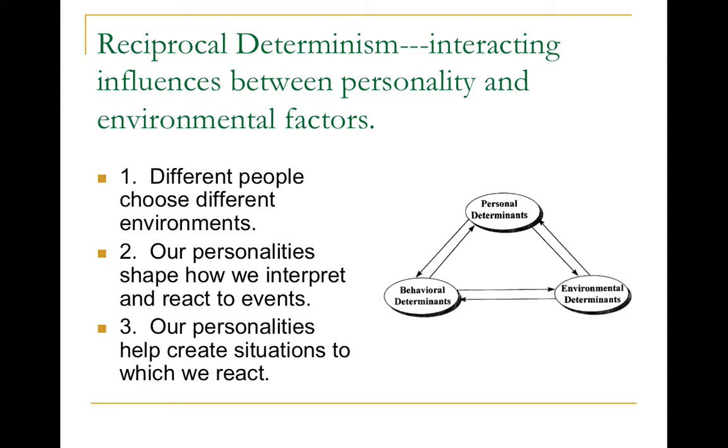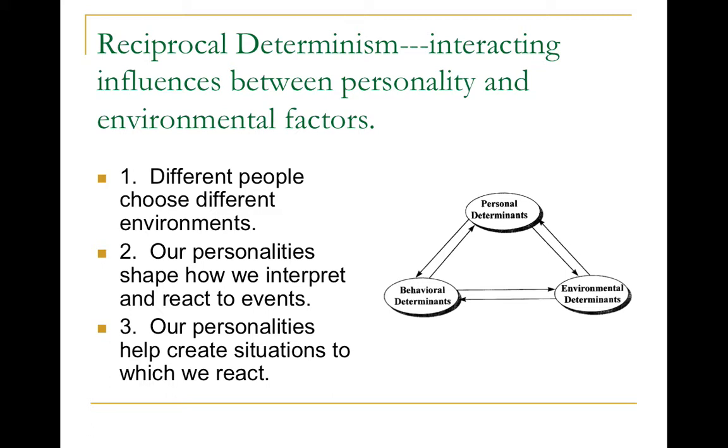So anxious people, for example, are attuned to potentially threatening events. They perceive the world as threatening, and they might even react accordingly. Our personalities help create situations to which we react. If we expect someone to be angry with us, we may give that person a cold shoulder and might touch off the very anger that we expected to see.